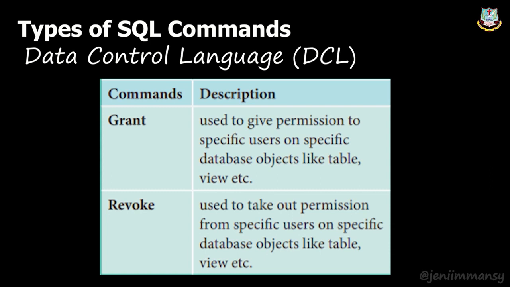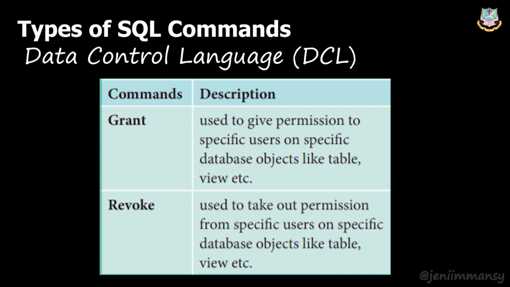That is using grant. To take out the permission, suppose one boy from this class can always enter the class. If I say you should not enter this class, that specific boy cannot enter the class anymore. They take out the permission from accessing that database. That is revoke. Understood? Grant is used to give permission to a specific user on a specific object. Revoke is used to take out the permission from a specific user on a specific object. Understood the difference between grant and revoke?